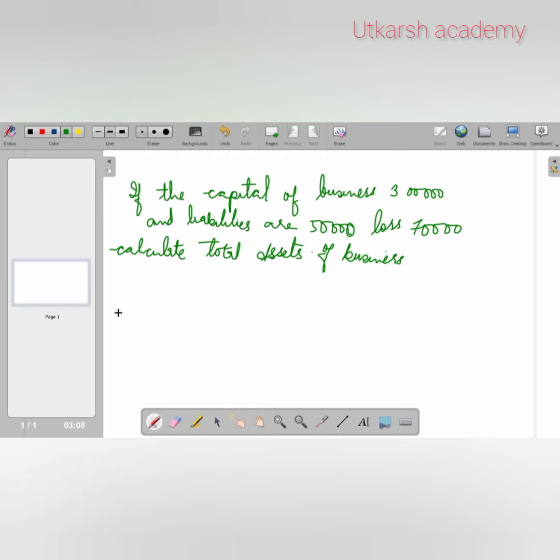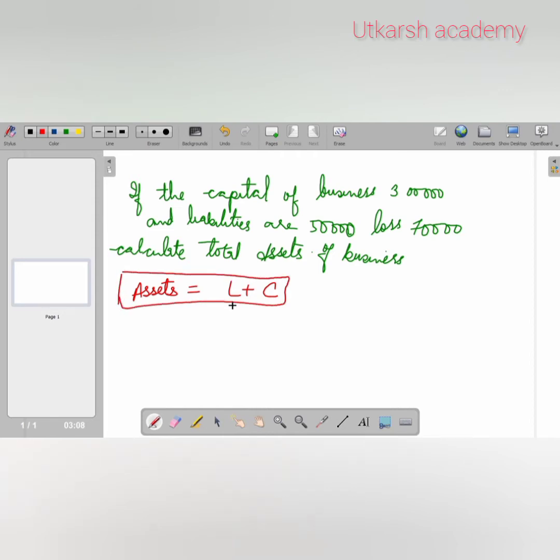See, if the capital of a business is 3 lakh, liabilities are 50,000, loss is 70,000. Calculate the total assets of the business. First of all, what is the accounting equation? Formula: assets is equal to liabilities plus capital.